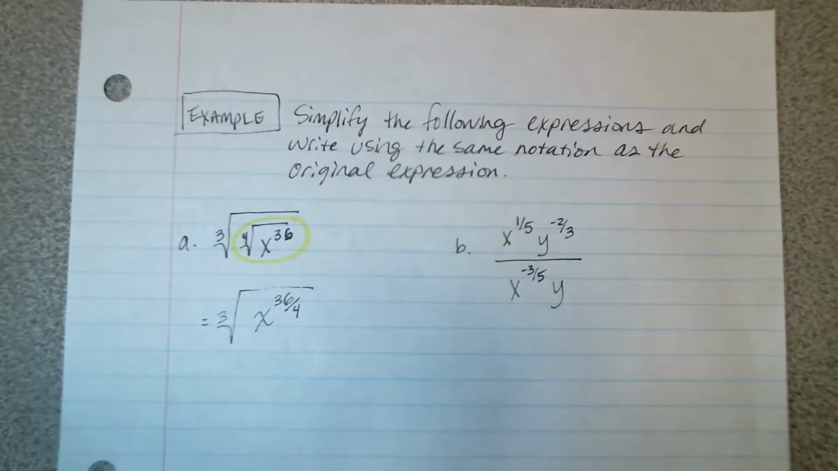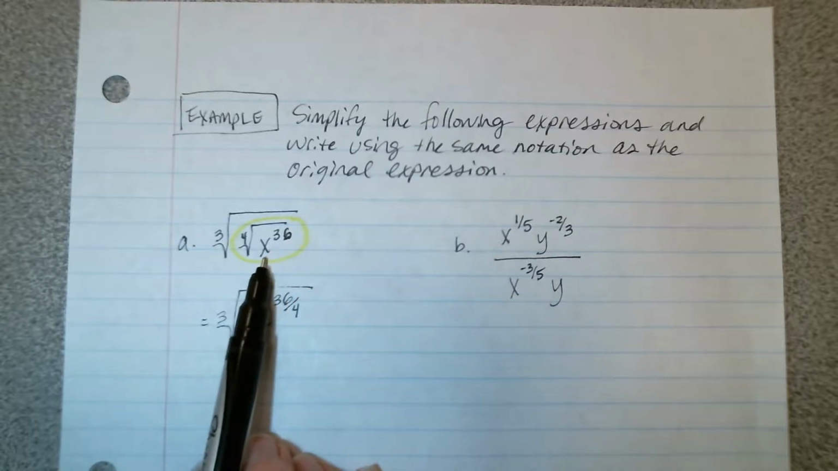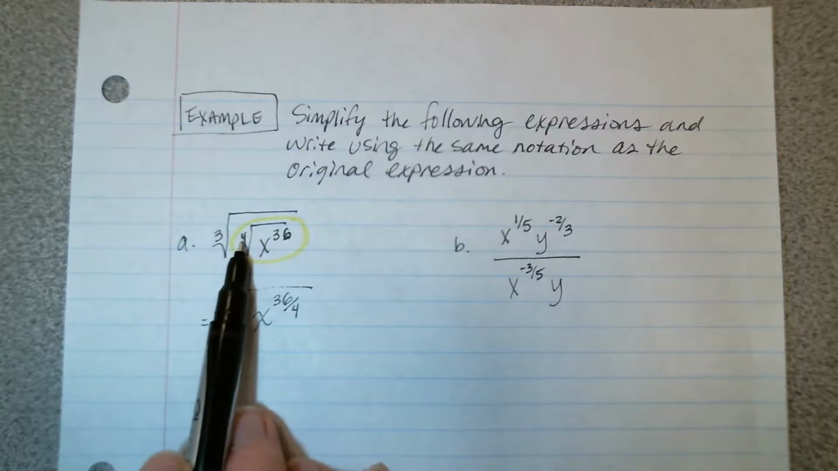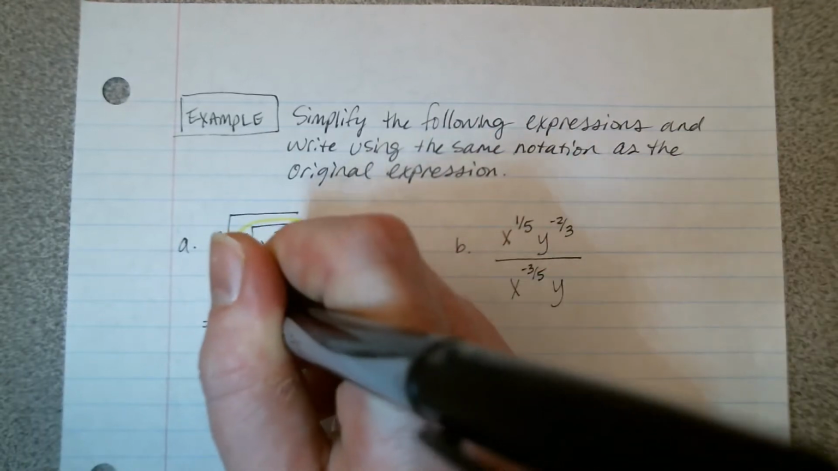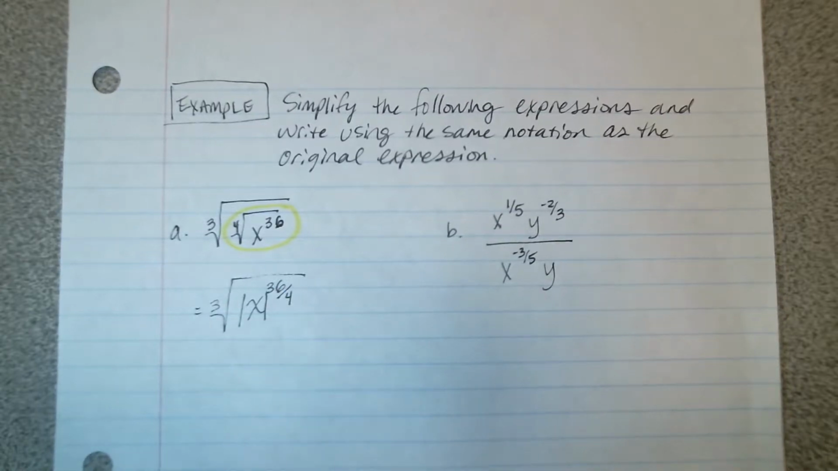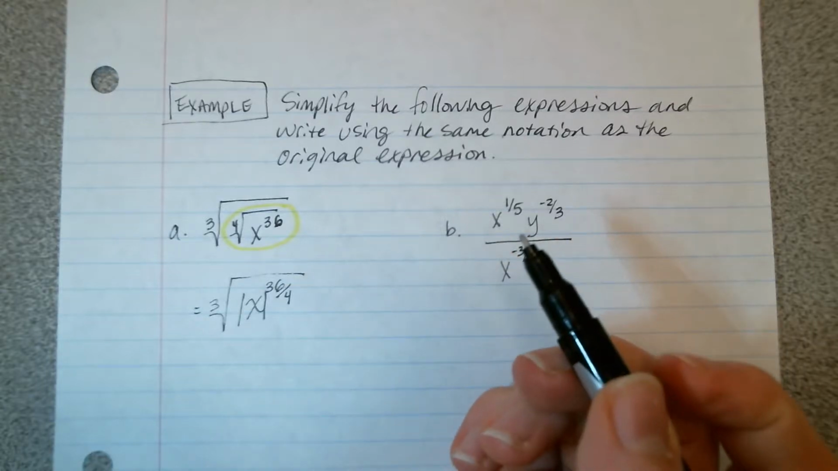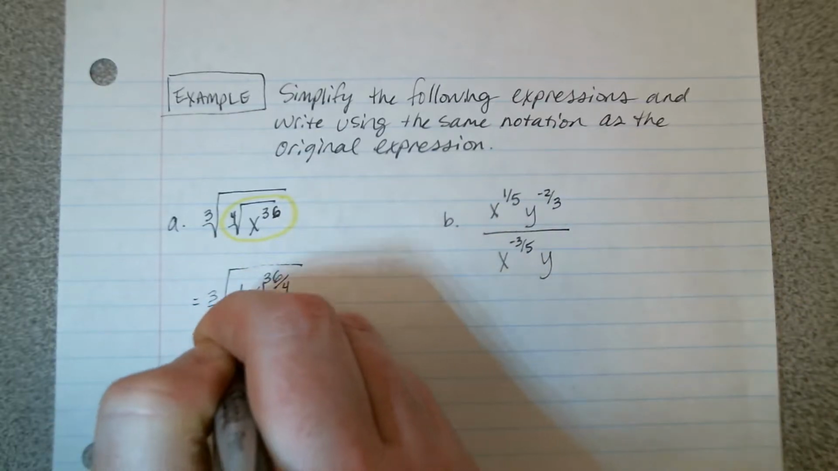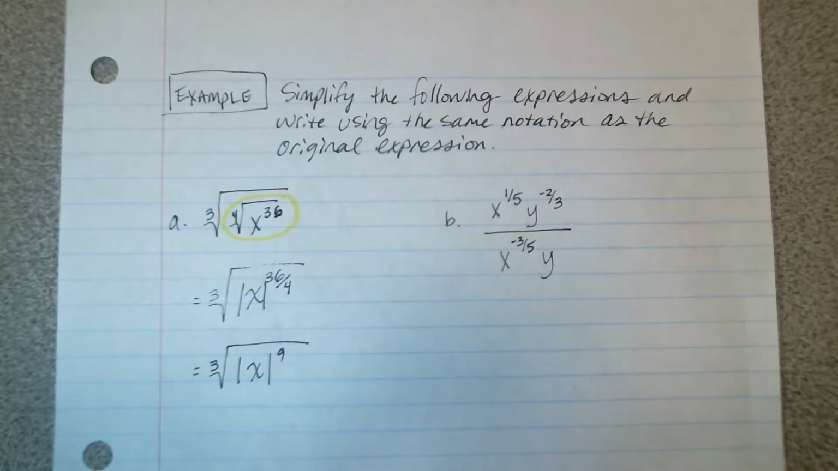However, because this is an even power, if x was negative, an even power would eliminate that. And I can't take even roots of negatives, right? So I need to factor in this absolute value here. Okay, so 36 divided by 4. Does 4 divide in evenly? So 4 actually divides into 36 evenly. So this is the cube root of the absolute value of x raised to the 9th power.